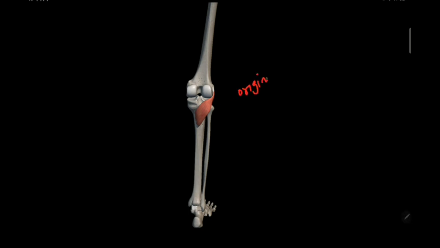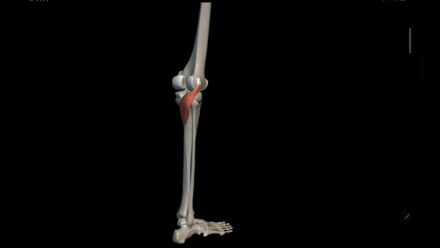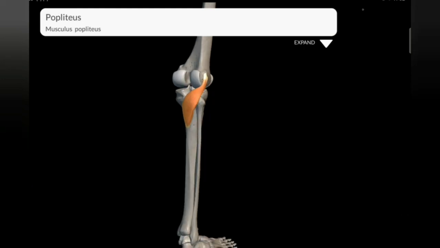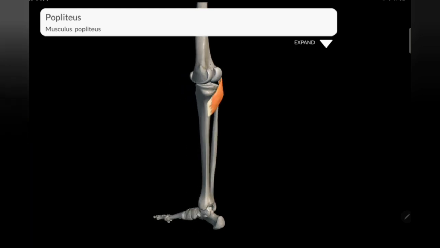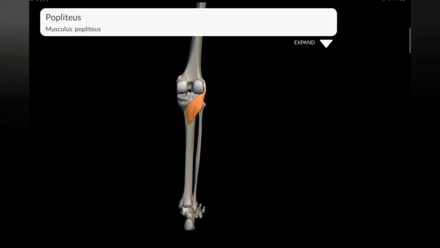Lastly we will be seeing the origin of one more muscle. The origin of the popliteus muscle is taking place, and it is coming from the lateral epicondyle. I'll show you now. From the lateral epicondyle the popliteus muscle is coming. You can see this place, this is the popliteus muscle, and here is the lateral epicondyle, and from here the origin of the popliteus muscle is taking place.